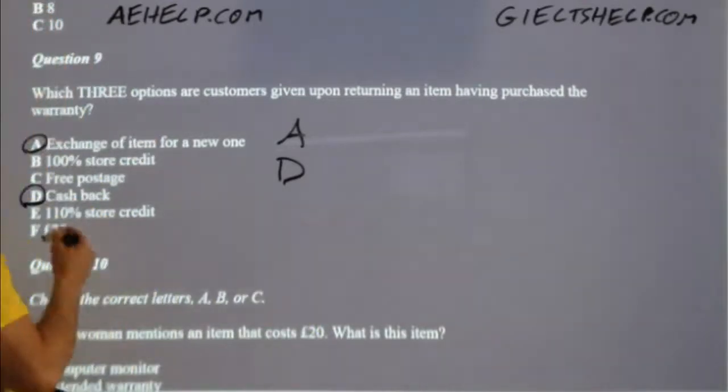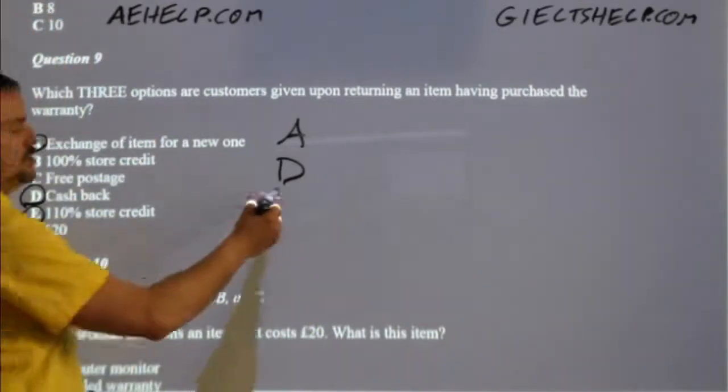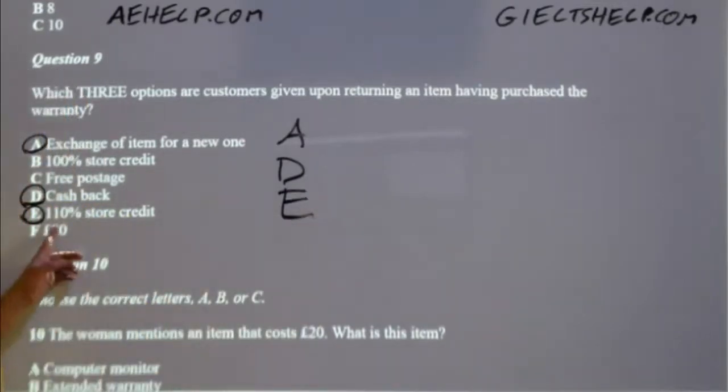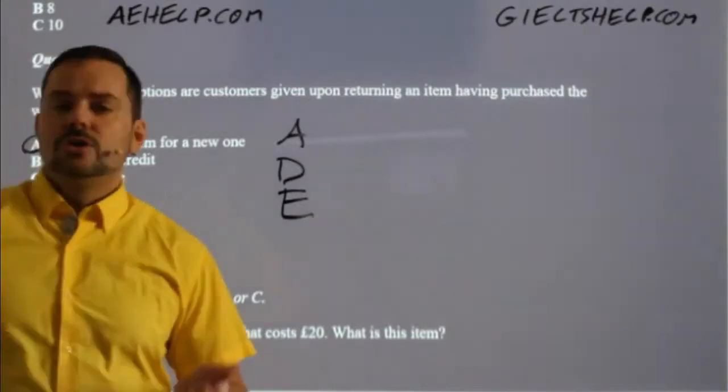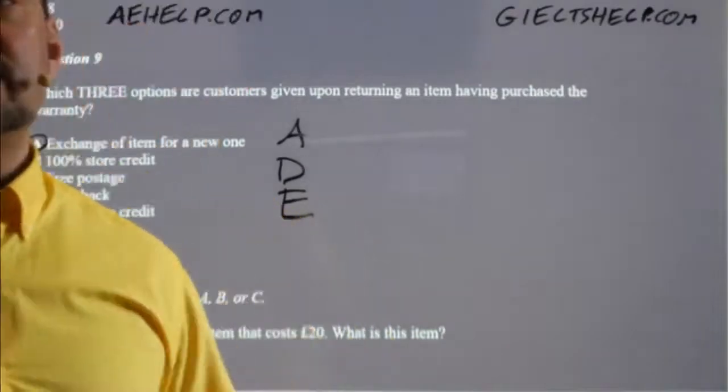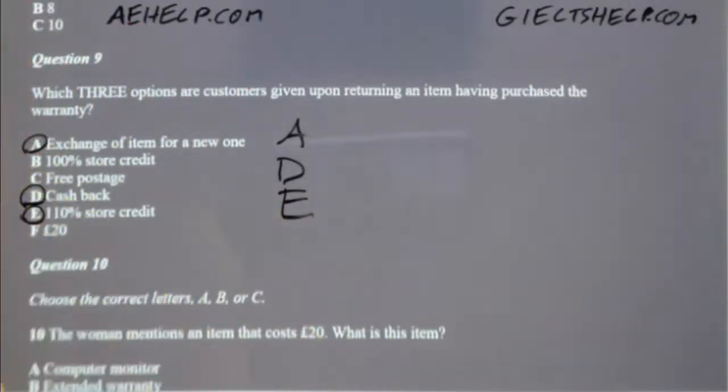That's okay. And E, this was kind of an interesting one, but they talked about it. The woman says you can get 110% store credit. So buy other goods at 110% store credit. Why? Because they want customers to come back and return to the store. So the correct answers were A, D, and E.